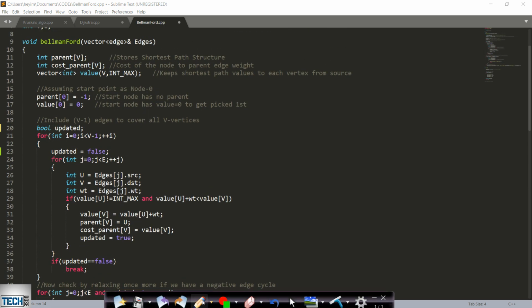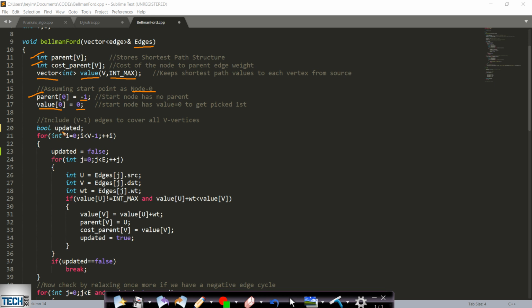So this is the Bellman-Ford function. In this case, I have received all the edges. I will be taking a parent array, as I had already explained. I will also be taking cost of parent array. Now we will be taking a vector which will be containing the distance values for each and every node, and each and every node will be having initial values as infinity. And then assuming that our source node is 0, I will take value at 0 equals 0, and I will also assume that 0 will be having no parent node. So that will be equal to minus 1.